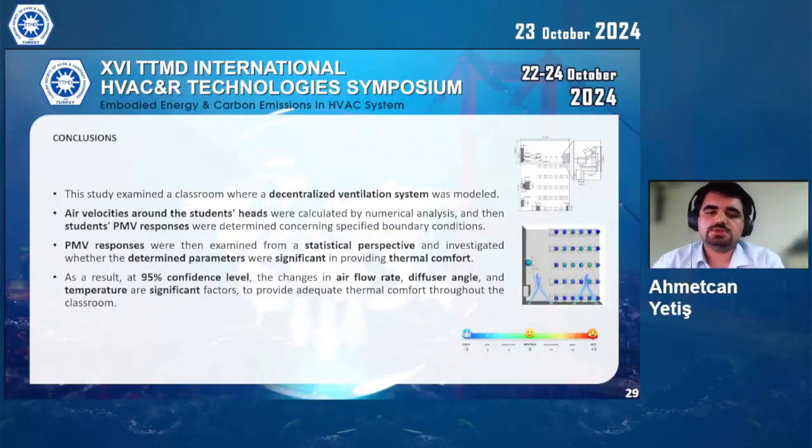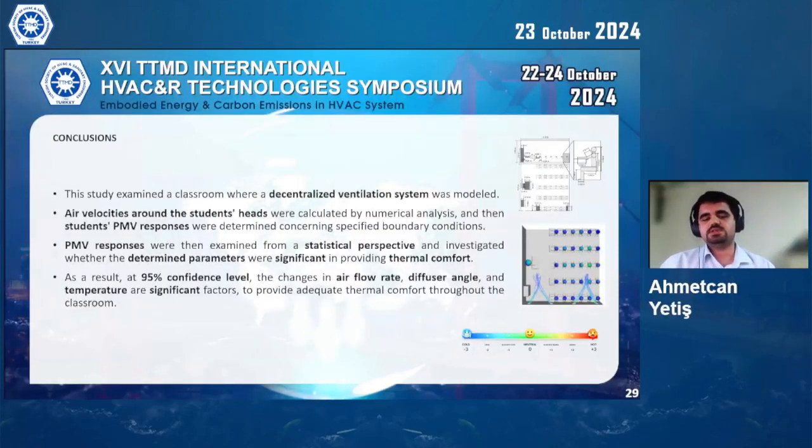So to conclude, a real-time classroom has been modeled with a concept decentralized ventilation scenario with 4 equally sized mono heat recovery units. Air velocity around students' heads was calculated through numerical analysis according to different flow rates and inlet diffuser angles. With these obtained velocities, the classroom's general and local PMV values were obtained. PMV responses were then investigated by an experimental design method to investigate the significance of each parameter.